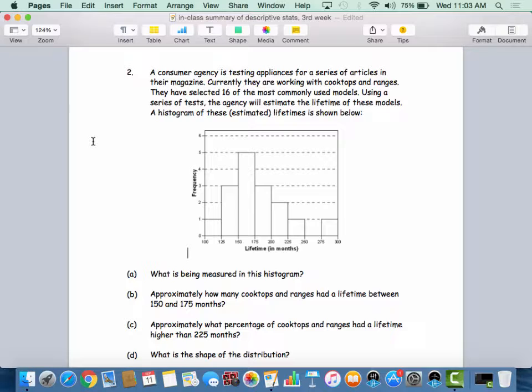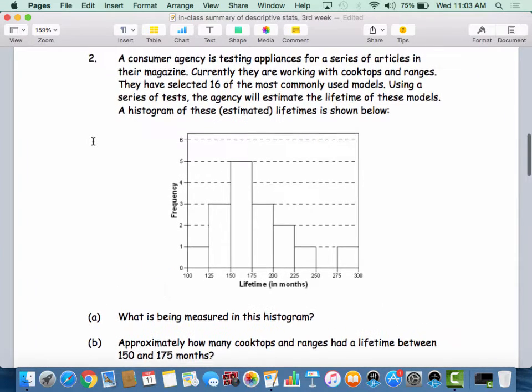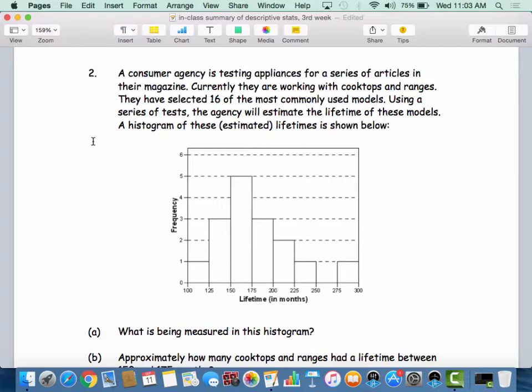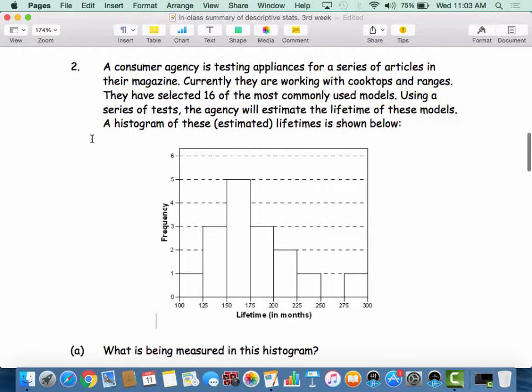So question 2, a consumer agency is testing appliances for a series of articles in their magazine. Currently, they are working with cooktops and ranges. Oh boy. They have selected 16 of the most commonly used models. Now, think like a statistician. What's their sample size? 16. N equals 16. Good. Using a series of tests, the agency will estimate the lifetime of these models.